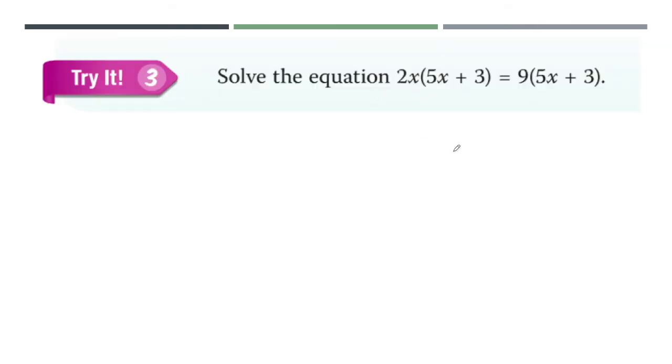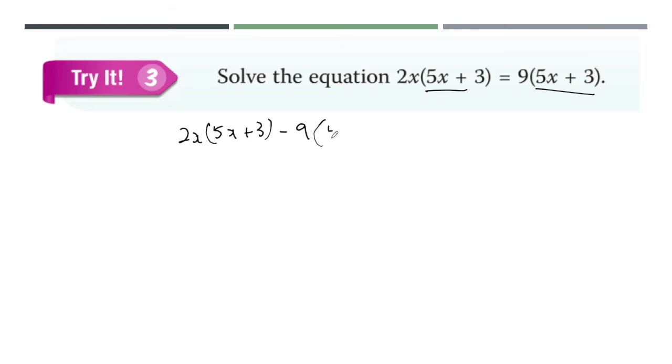For Try 3, solve this equation. This question is slightly different from the previous question. Why? Because we can obviously see that there's a common term. There is no problem if you want to do it like the previous question, meaning you expand everything out, move all to one side equals to 0, and then factorize. But it will be easier for this question to make use of this common bracket.